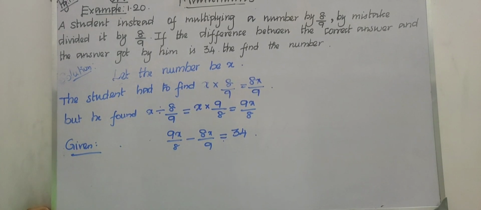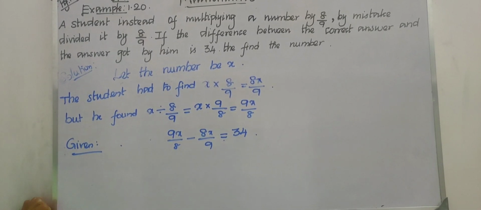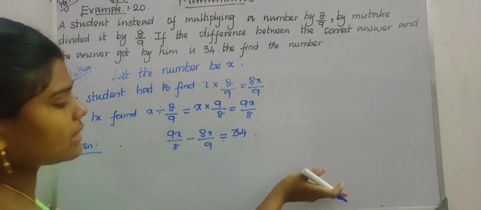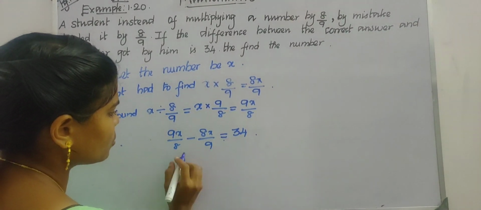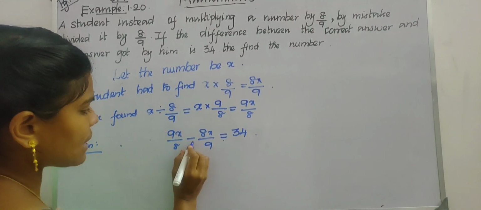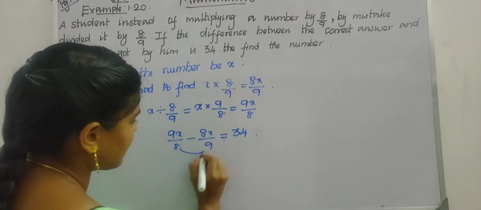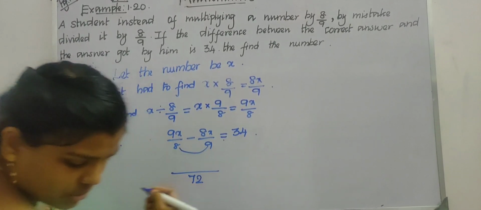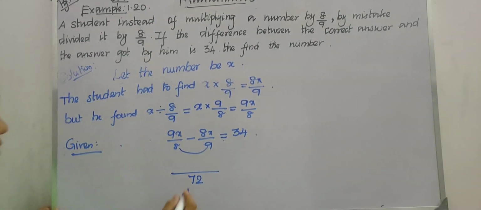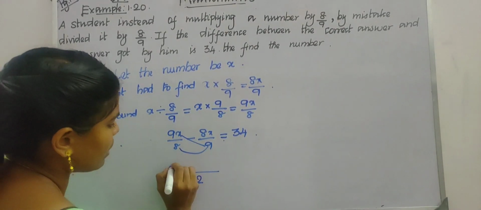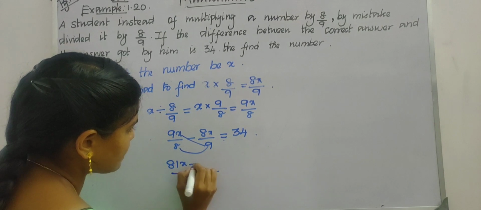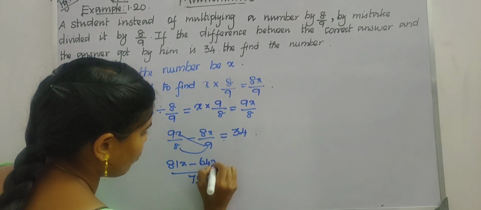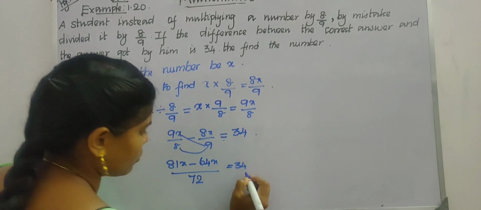Okay children, so it is given. So we can solve it very easily as earlier. Here we are having subtraction, right, so we can cross multiply. 8 9s are 72, okay children. So now 9 9s are 81, so 81x minus 64x equal to 34, okay.